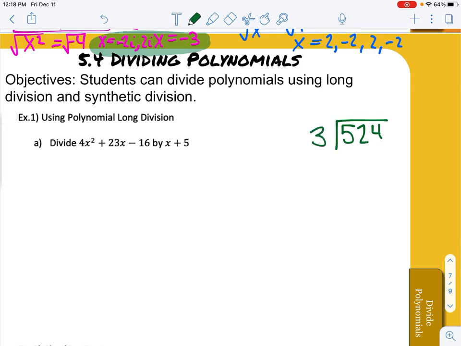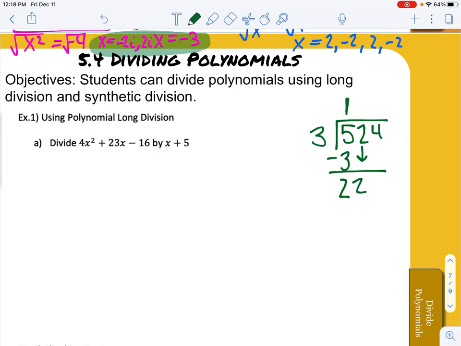Say we have the number 524 divided by 3. We first decide how many times 3 goes into 5. That is just once. Multiply 1 times 3, bring that down, and then subtract from there. And then bring down the next piece.